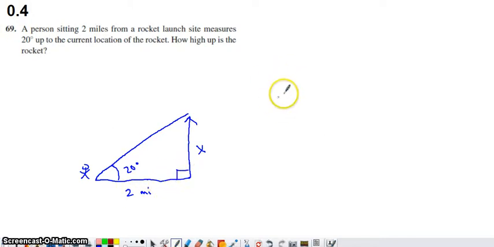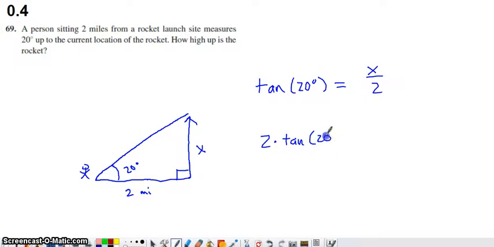So if we're using SOHCAHTOA, the O and the A, the opposite and the adjacent leg, are part of the tangent function. And when you have a trigonometric ratio that you're setting up, you always want to put the angle measure that you're using inside that trig ratio. So we want the tangent of 20 degrees, and that's going to be equal to opposite x over adjacent 2. If we solve this for x right now, just multiply both sides by 2. 2 times tangent of 20 degrees is something we want to toss into the calculator, and then use that to estimate our answer, the height of the rocket.